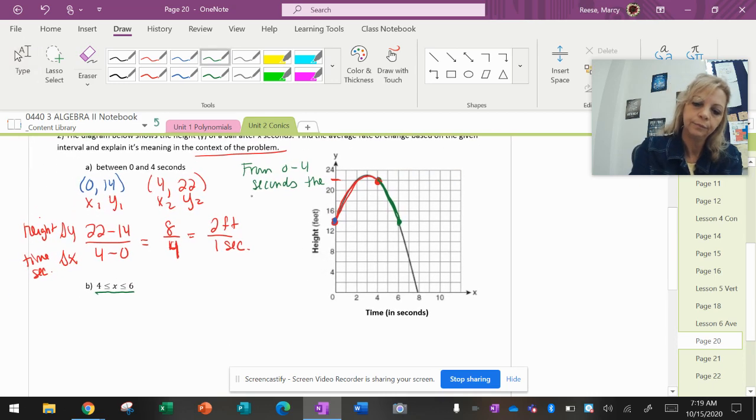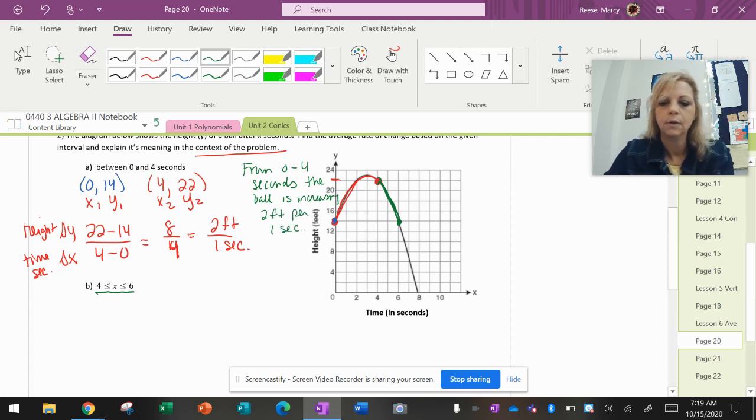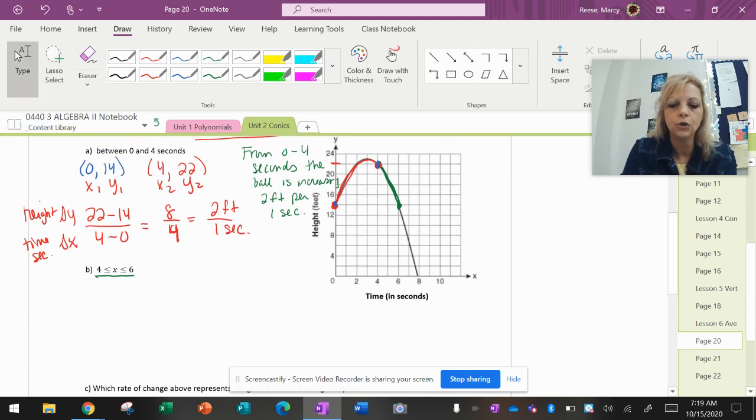the ball is increasing 2 feet per 1 second. Okay, so it's increasing an average of 2 feet per 1 second. That's how you describe it to get that full credit for the context. Okay, you're going to take a minute now, and you're going to do 4 to 6 seconds. Okay, go. And I'm going to write the answer, so pause it, and I'll write the answer.